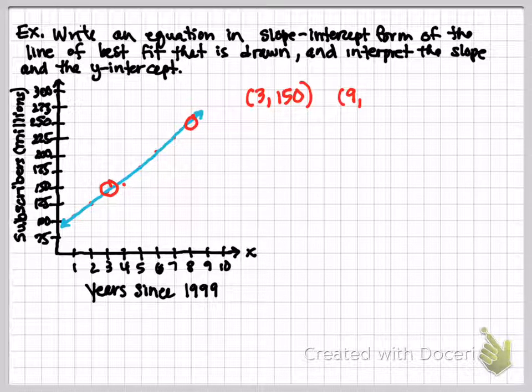Or no, is that right? Oh, 9, sorry. Let me take that one back. They actually went further with their line. So they took this one. 9 and 275.